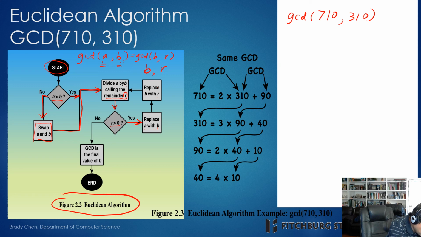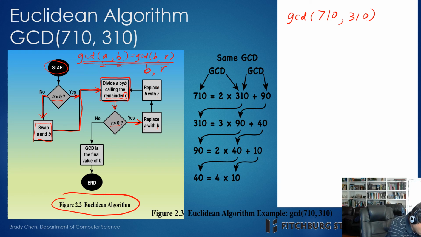Now in the algorithm, we still find the greatest common divisor of A and B, but in the second round, A is already not the original A, it's B now. And B is not the original B, it's the remainder when A is divided by B. So this gives you the clue that you're going back to these steps, but the values of A and B have changed.